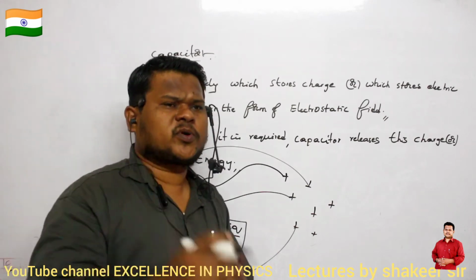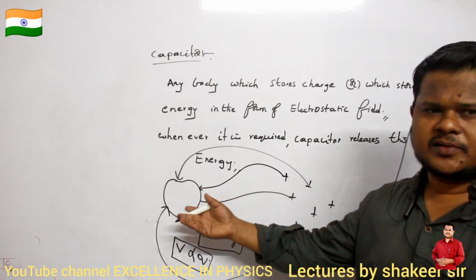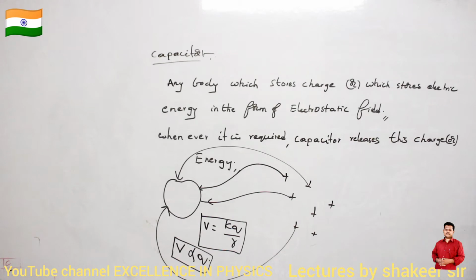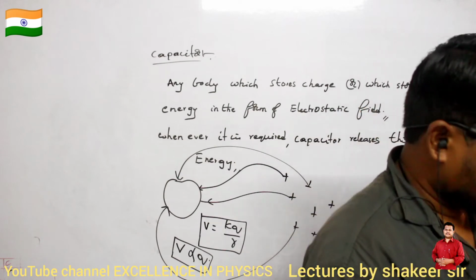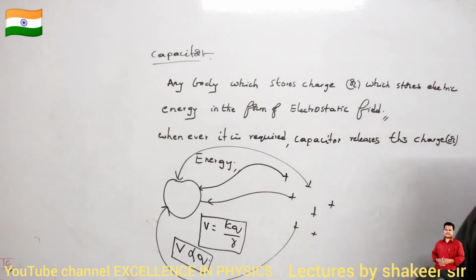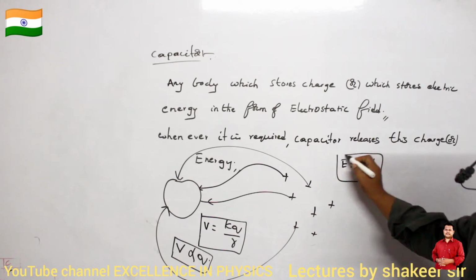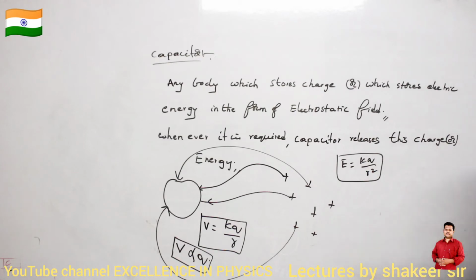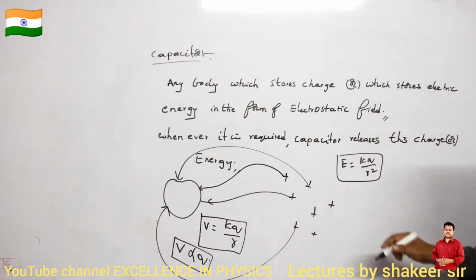If the potential increases, what happens to the electric field? If the charge on a conductor increases, what happens to the electric field of that conductor? For example, if I take a sphere, what is the electric field of a charged sphere? Yes, E equals KQ divided by R square. So as the amount of charge deposited on this conductor or any body increases, the electric field of that body also increases.